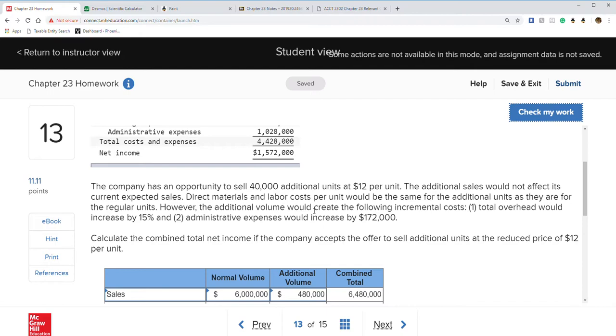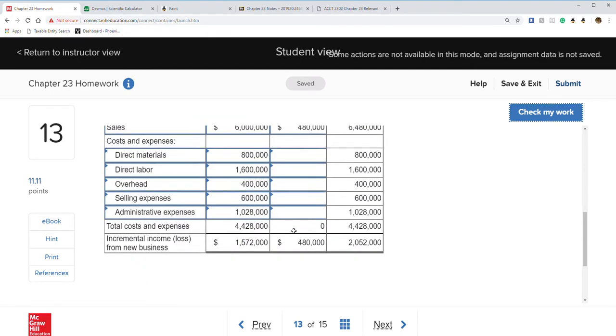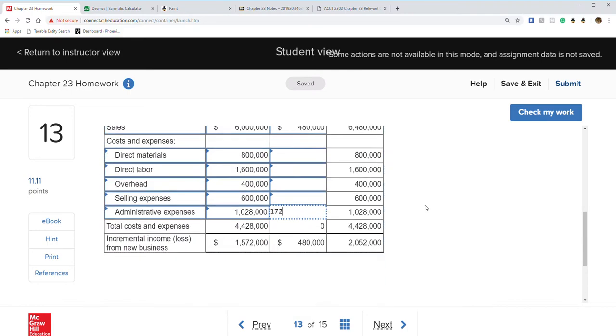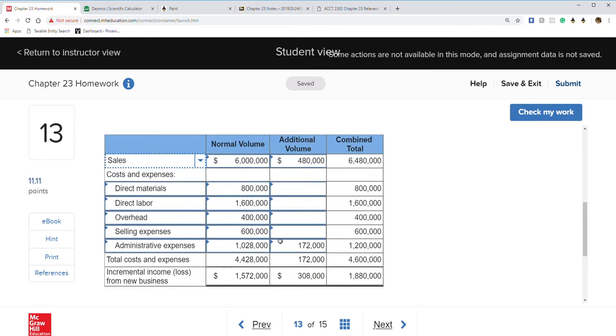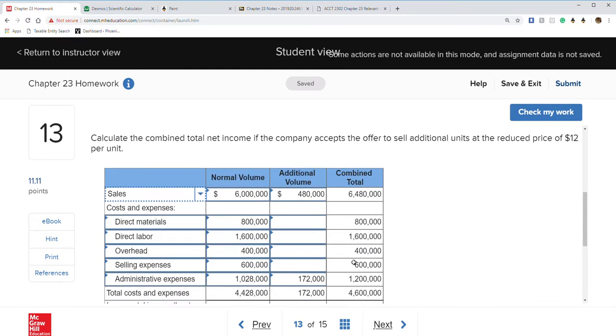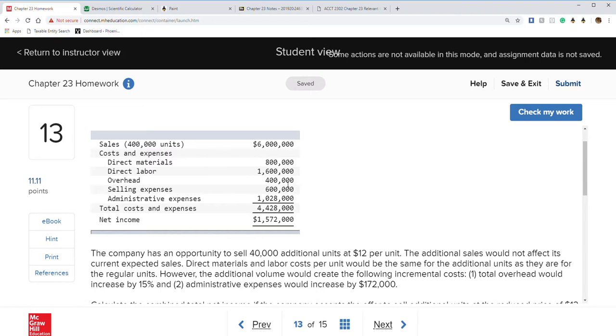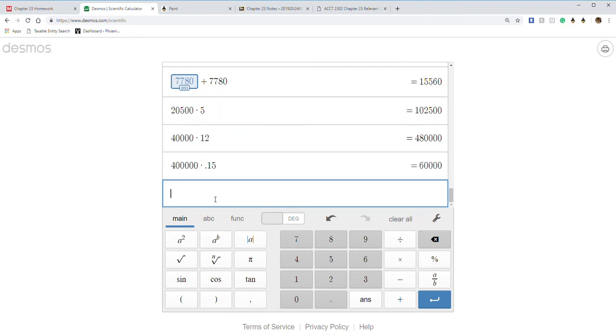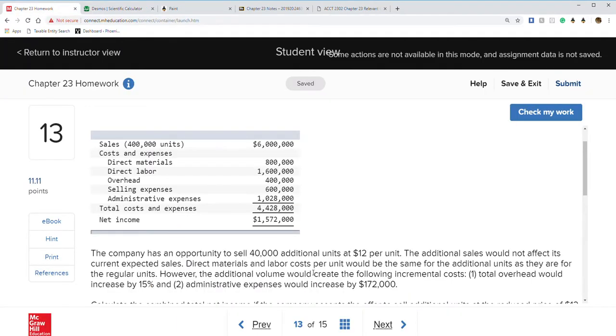Now, all we're going to do is put in what changed. So this would increase by administrative 172,000. And this would also have overhead changing by 15%. So it would increase by 15%. So here, again, we're only looking at the incremental. So 400,000 times 15% would increase by 60,000.